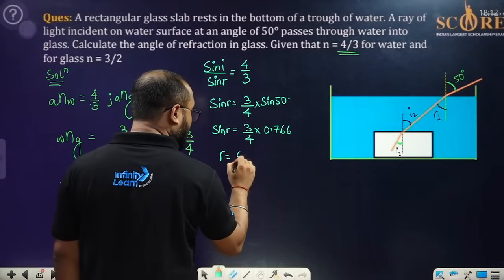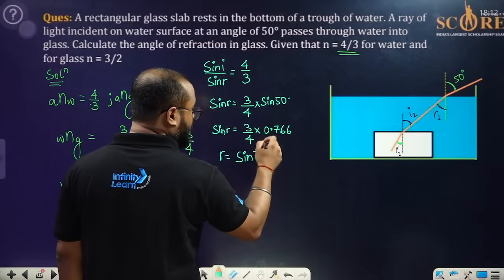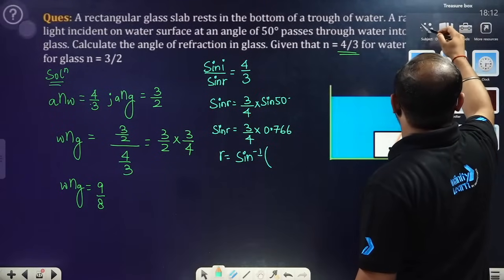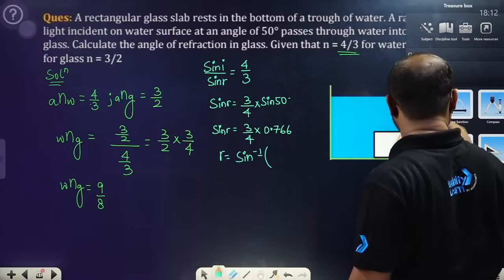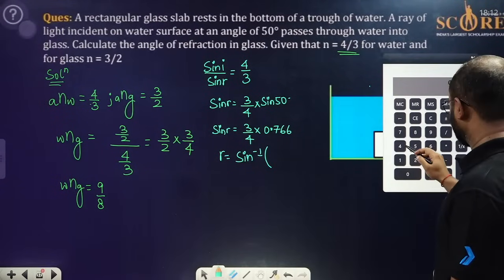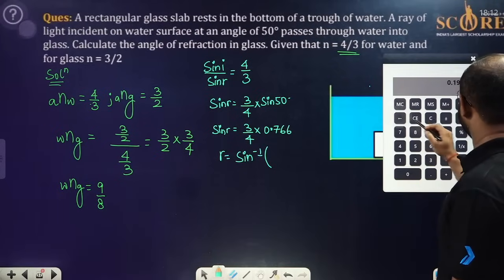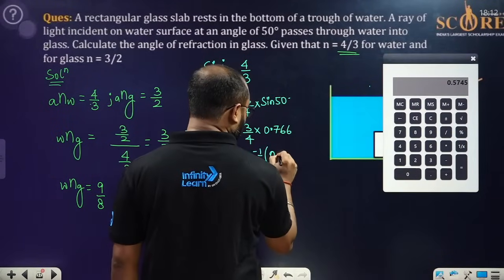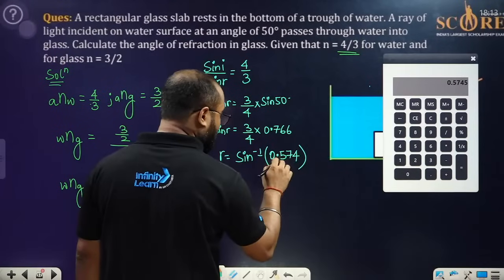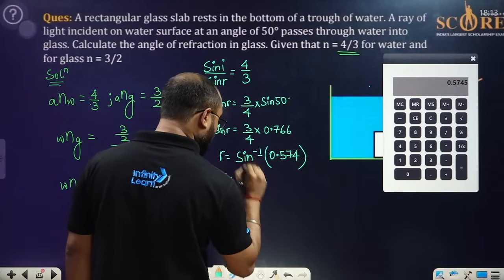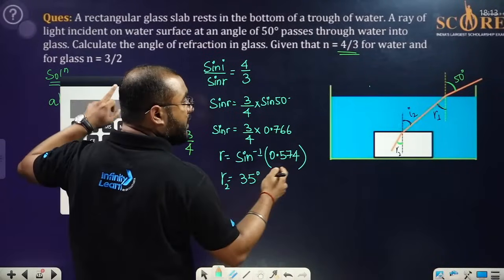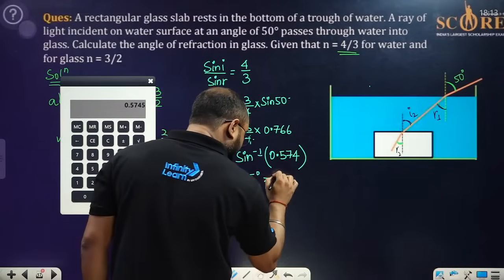So the value of R is sine inverse. If you solve this, it will be 0.766 divided by 4 into 3. It is coming out to be 0.574, and the angle is given as, I believe, 35 degree. So we have the value of R1. According to us, it is going to be R1, not R2, which will be equal to I2.